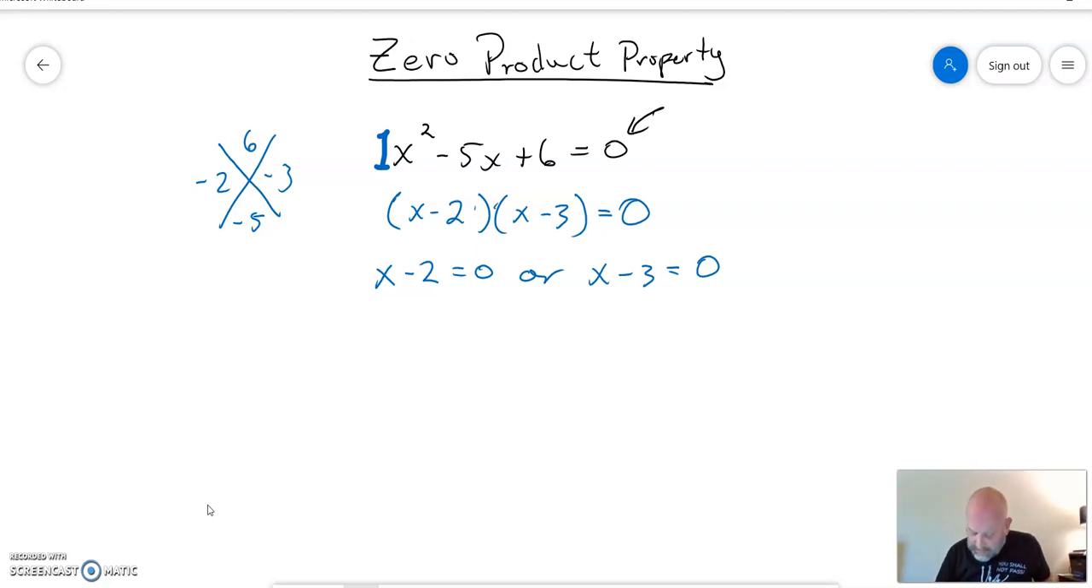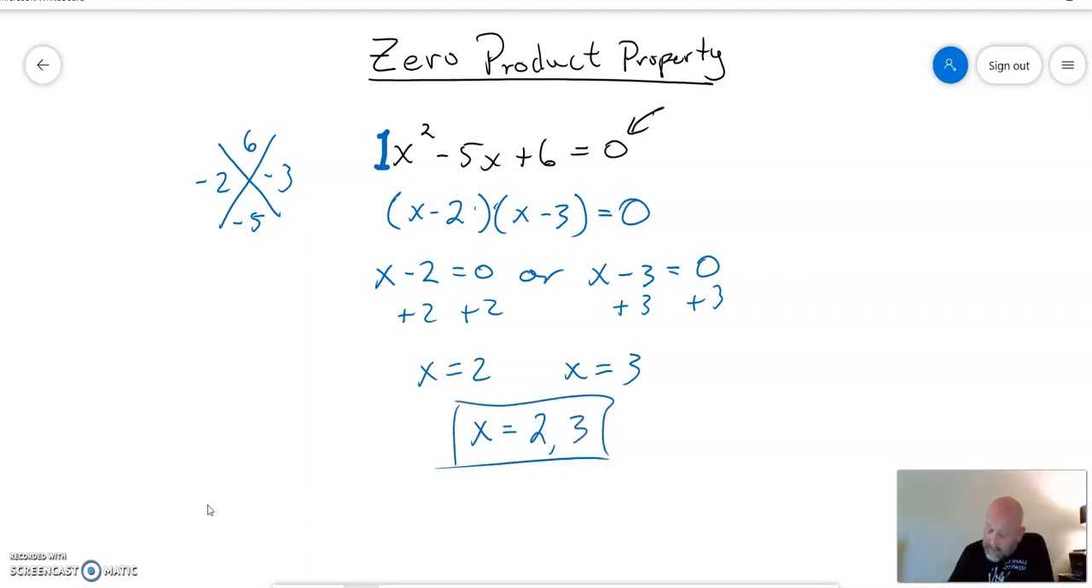Between these two things, let's see what we can get. If I add 2 to both sides here, I get x equals 2. And if I add 3 to both sides over here, I get x equals 3. And so I have my solutions. X is equal to 2 or 3.